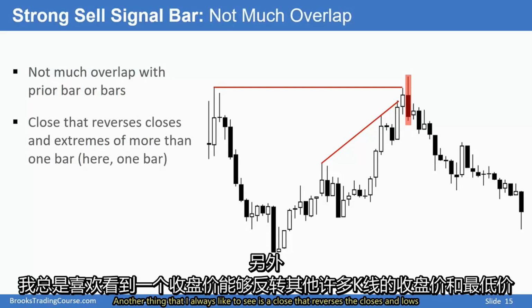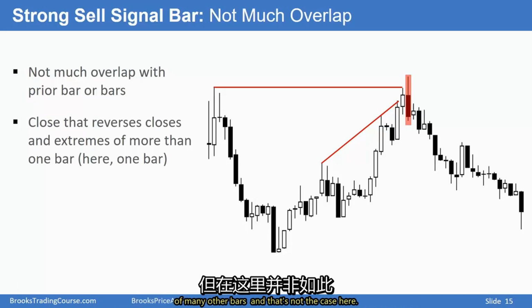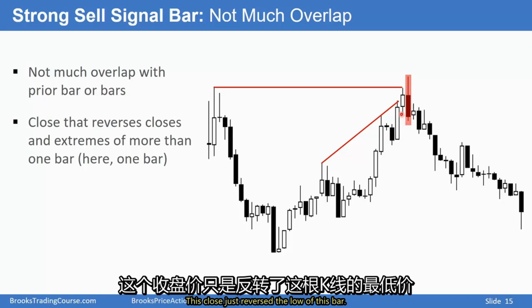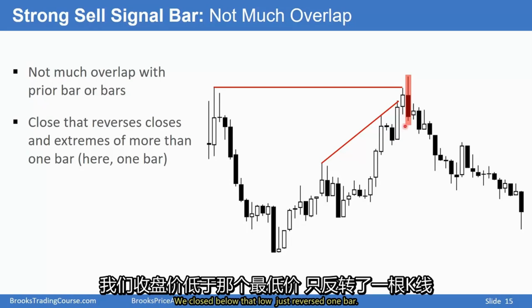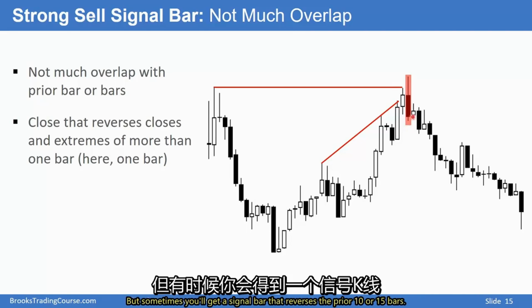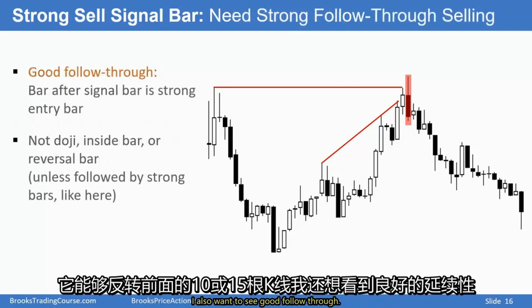Another thing that I always like to see is a close that reverses the closes and lows of many other bars. And that's not the case here. This close just reversed the low of this bar. We closed below that low, just reversed 1 bar. But sometimes you'll get a signal bar that reverses the prior 10 or 15 bars. I also want to see good follow through.